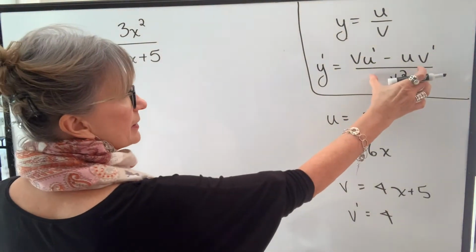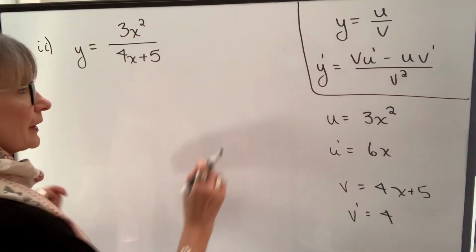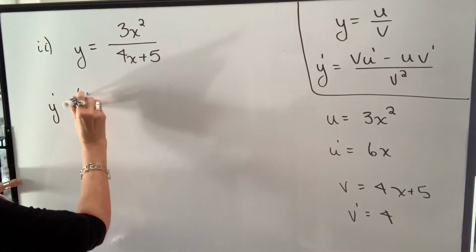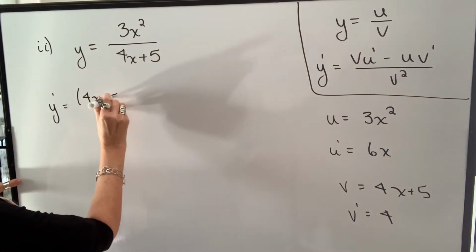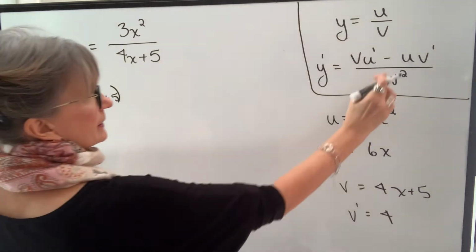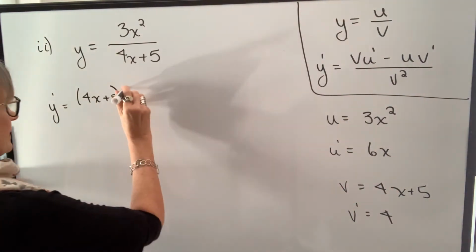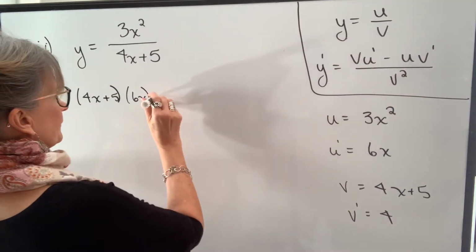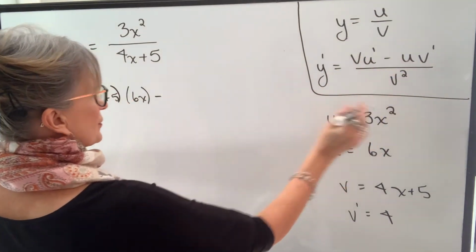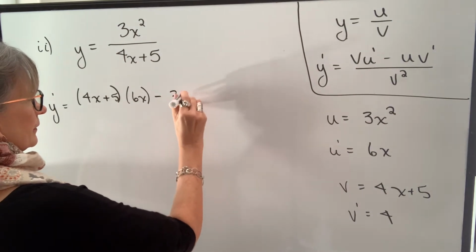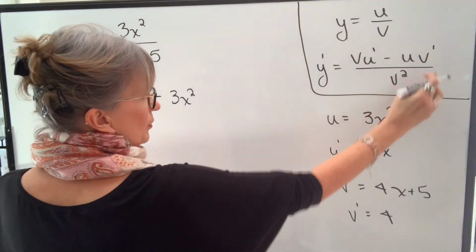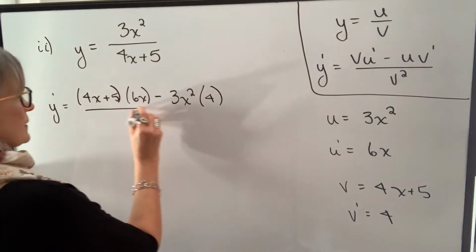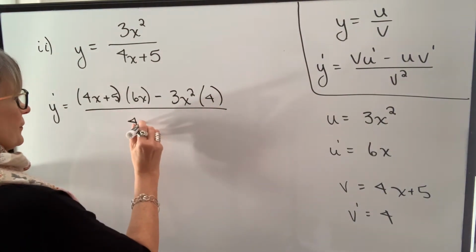Now I'm going to plug into my quotient rule. The derivative of this function will be v, which is 4x plus 5, times u prime, which is 6x, minus u, which is 3x squared, times v prime, which is 4. All of that over the denominator squared.